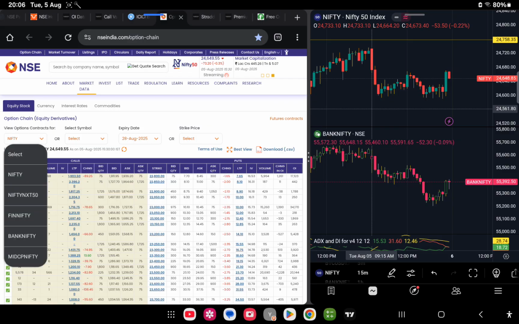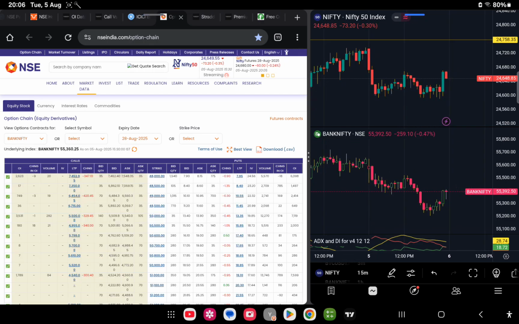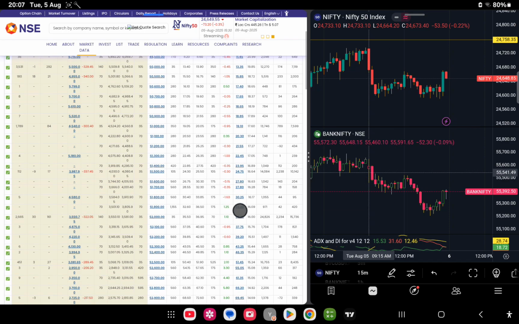Okay, now we'll check for Bank Nifty. Bank Nifty, you could see first half it was going down by 300 points, and second half it was going down by another 200 points. Okay, so open is 500.